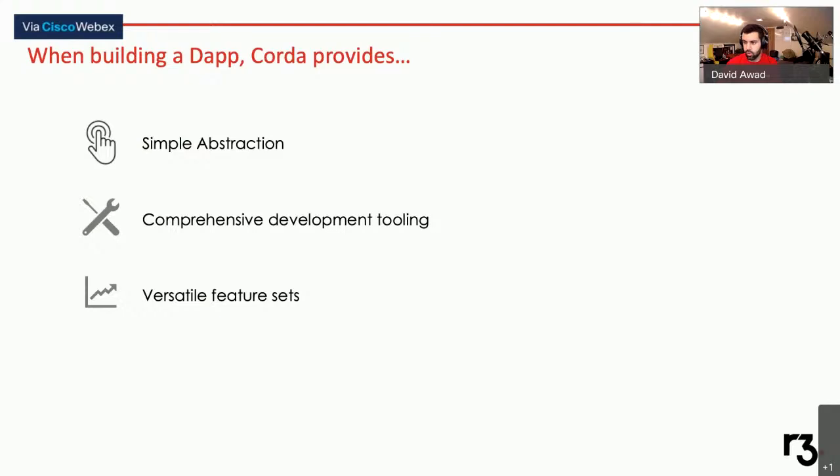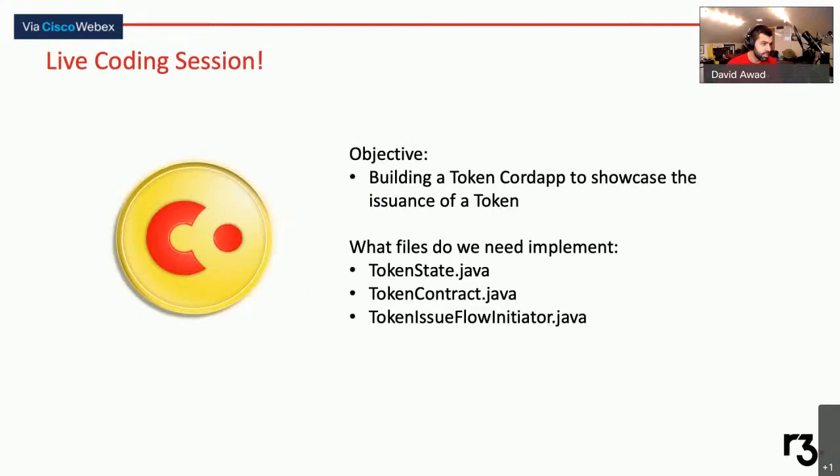So just to bring us into the actual live coding that we're going to do today, assuming I haven't talked enough, we're going to build a CorDapp to showcase the issuance of a token. And we'll talk more about what that means. But long story short, the files we need to implement are TokenState.java, TokenContract.java, and TokenFlowInitiator.java. Don't worry if you don't know what any of those mean yet. We're going to break down these different abstractions really quickly before we get right down to building them together. Hopefully we won't lose any of you, and I'll make sure to show you every piece of the process, straight from cloning the repository to running the flows ourselves and seeing the hashes of our transactions.